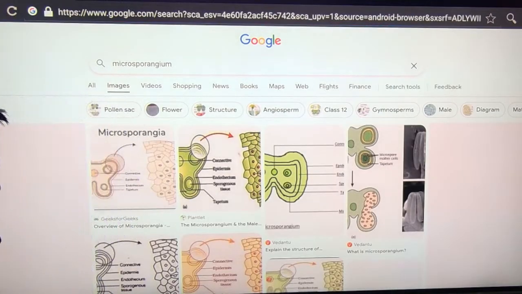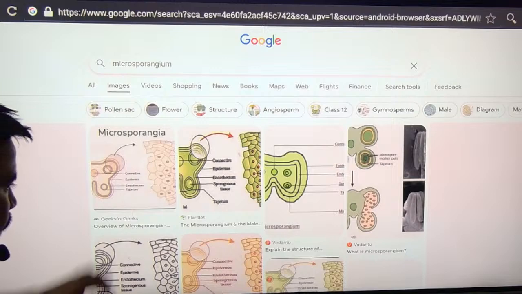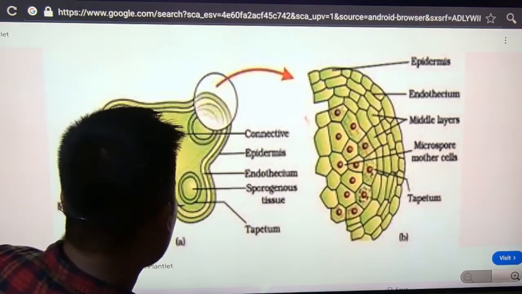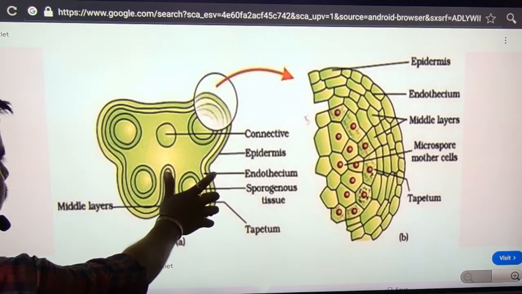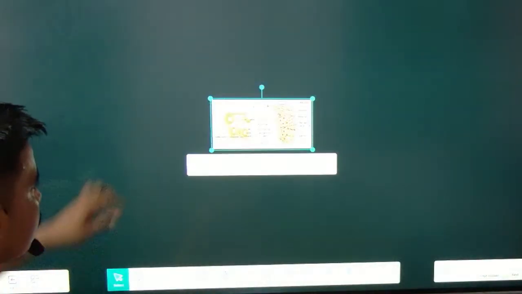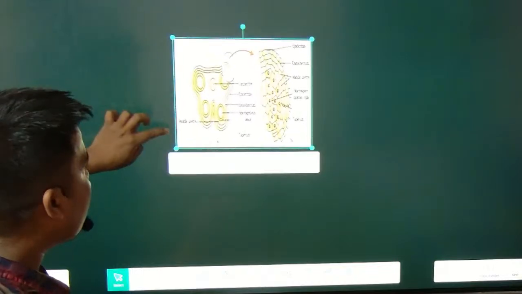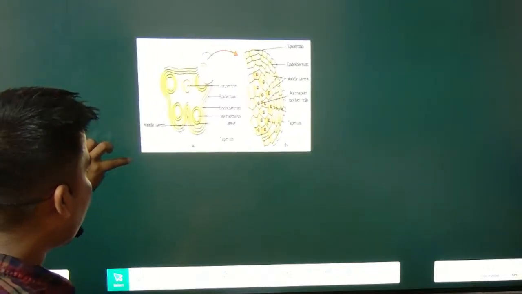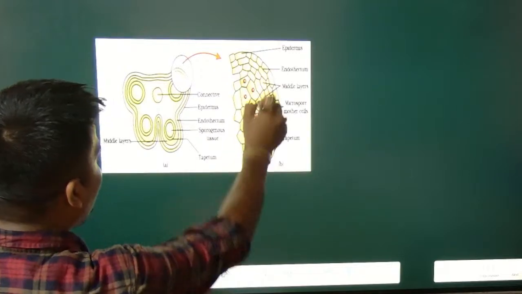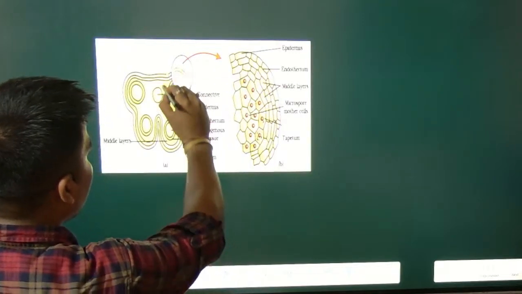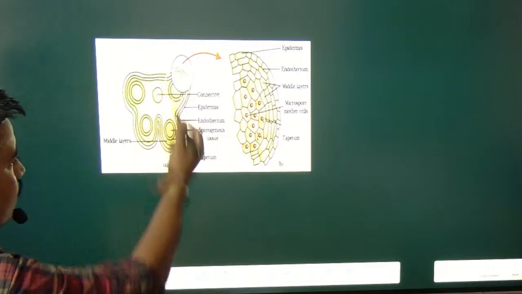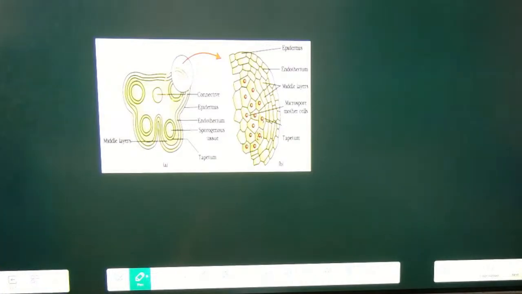This is the picture from NCERT, isn't it? This is the microscopic structure. This is the sporogenous tissue, and this is the structure of these portions. This portion is microscopic, and you can see this portion by using magnifying glasses.